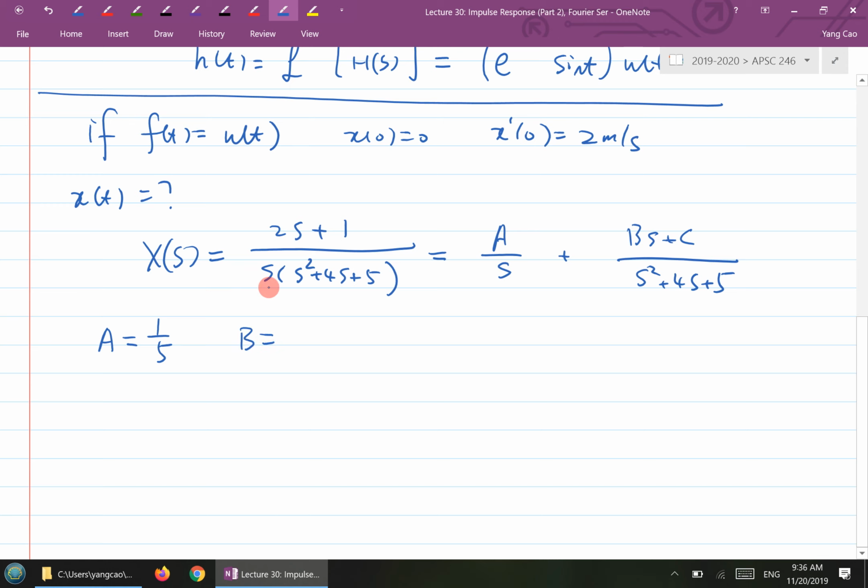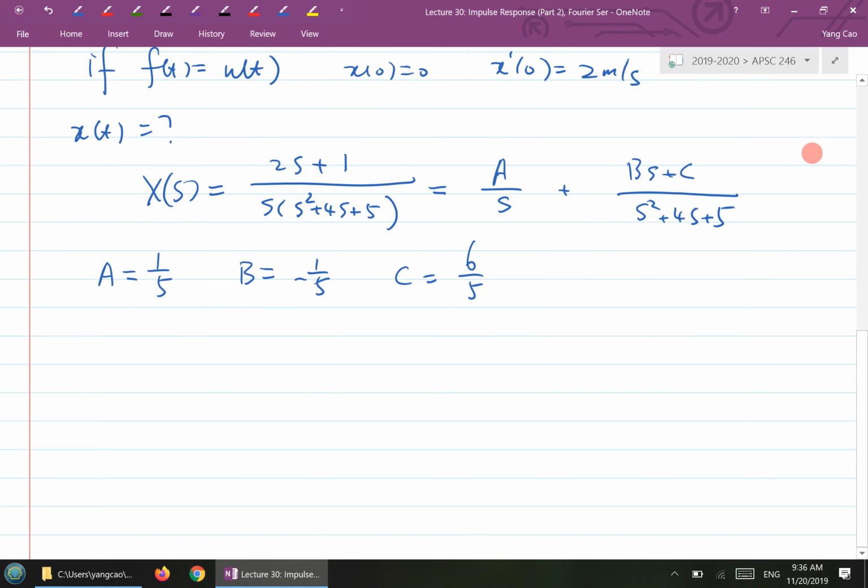B equals, what is it? Negative 1/5. C equals 6/5. Alright, so you're going to get these constant values. So the next step is to take the inverse of x of s to get x of t. However, okay, you're going to have to do something first before you can get the inverse of x of s.